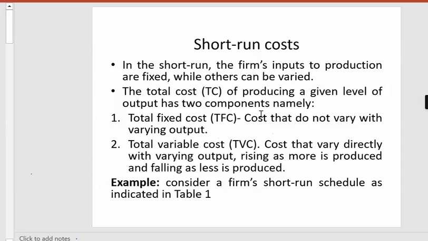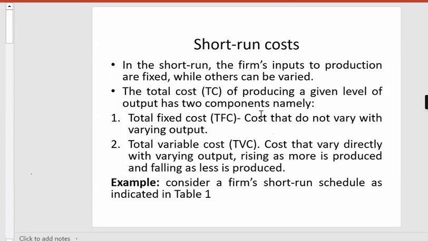So when you say total fixed cost, this is a cost that does not vary with varying output. Regardless of what you produce, that input will remain as it is. For example, 1 acre should be 1 acre, regardless of what you produce. That we call total fixed cost.